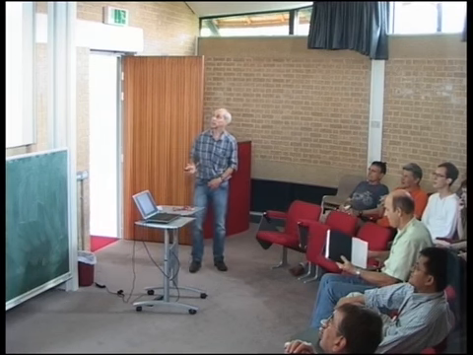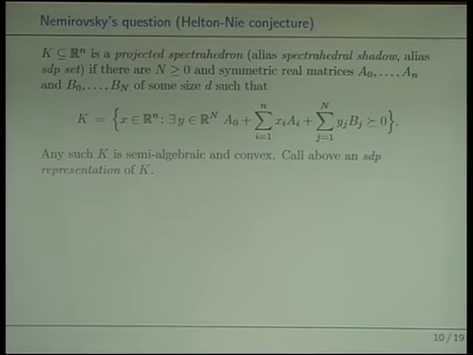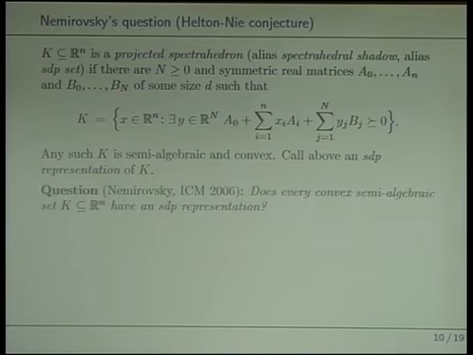So, the second part is concerned with the so-called Helton-Nie conjecture, but in fact this question was discussed before Helton and Nie made it a conjecture. For example, by Nemirovski in a plenary talk at the ICM in Madrid, 2006. This problem concerns linear projections of spectrahedra, also called SDP sets, semidefinite program sets, that are suitable for semidefinite programming.